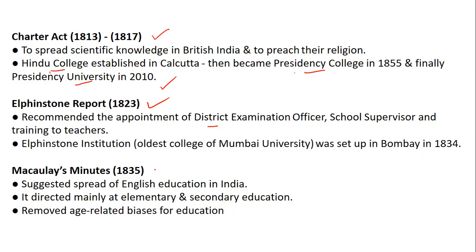Then moving towards Macaulay's Minutes. Macaulay's Minutes suggested the spread of education in India. So there was a spread of education. It also directed mainly elementary and secondary education, and removed the age-related bias for education. So there was no bias with respect to the age factor, which was recommended by Macaulay's Minutes.